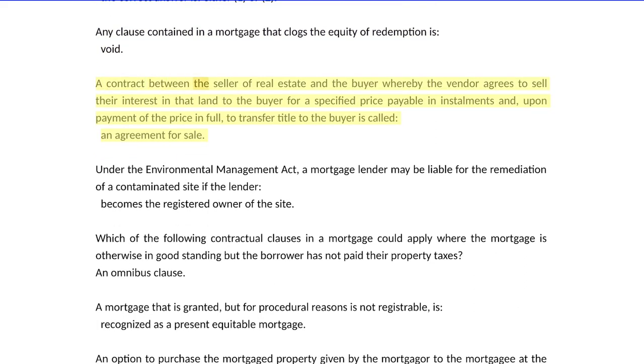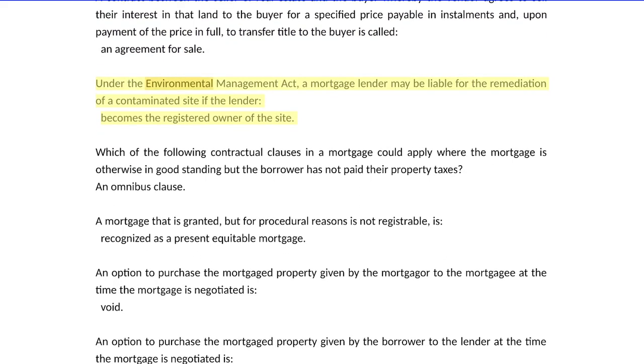A contract between the seller of real estate and the buyer whereby the vendor agrees to sell their interest in that land to the buyer for a specified price payable in installments and, upon payment of the price in full, to transfer title to the buyer is called an agreement for sale. Under the Environmental Management Act, a mortgage lender may be liable for the remediation of a contaminated site if the lender becomes the registered owner of the site.